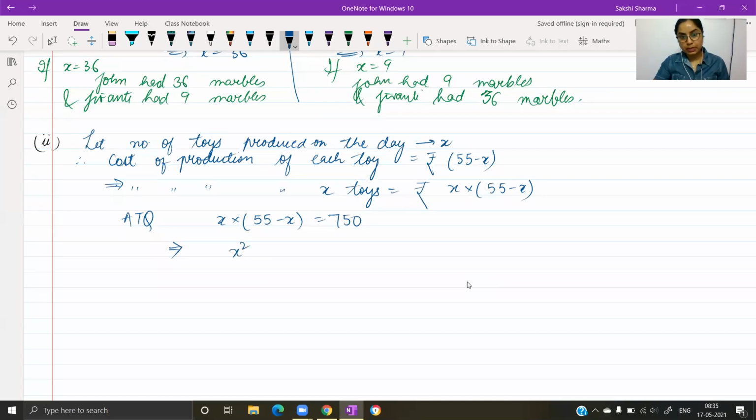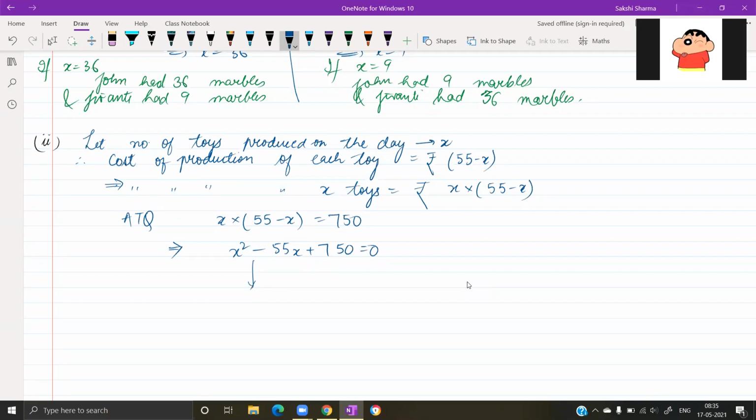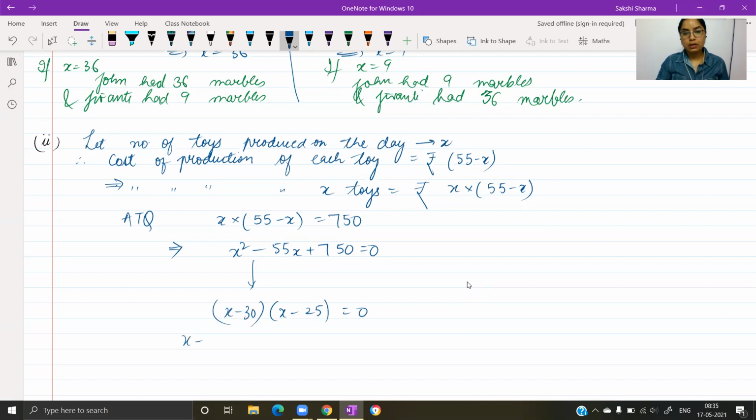Simplifying, your equation will be x square minus 55x plus 750 equals 0. Factorize: x minus 30, x minus 25. From here, you have two values. Either x equals 30, which means the cost of production of each will be 25 rupees, or if x is 25, then the cost of production is 30 rupees.